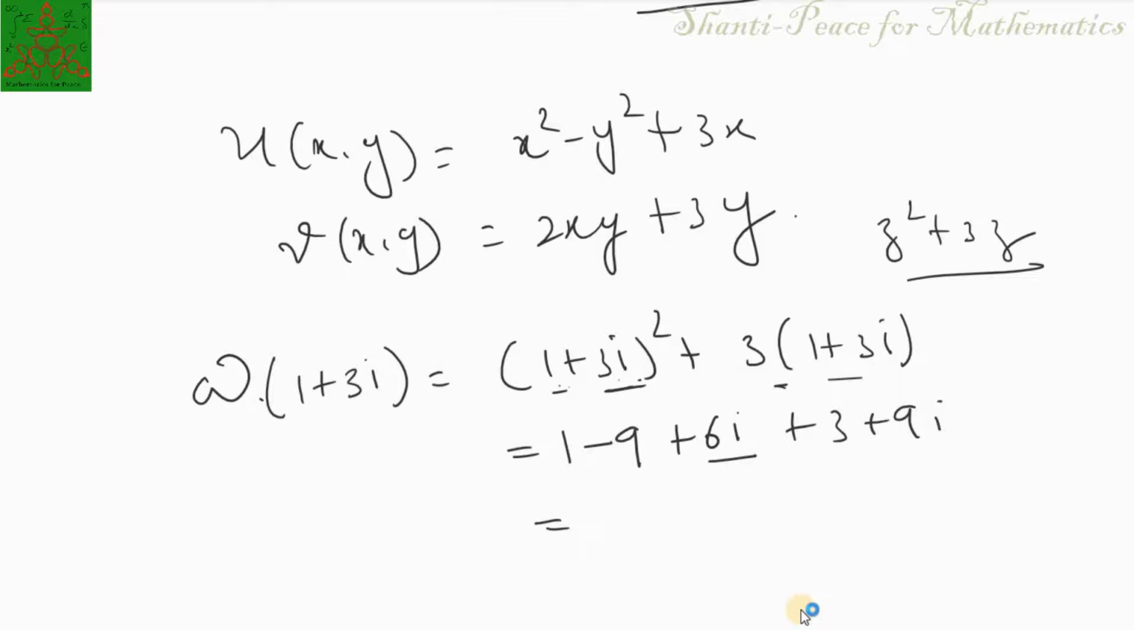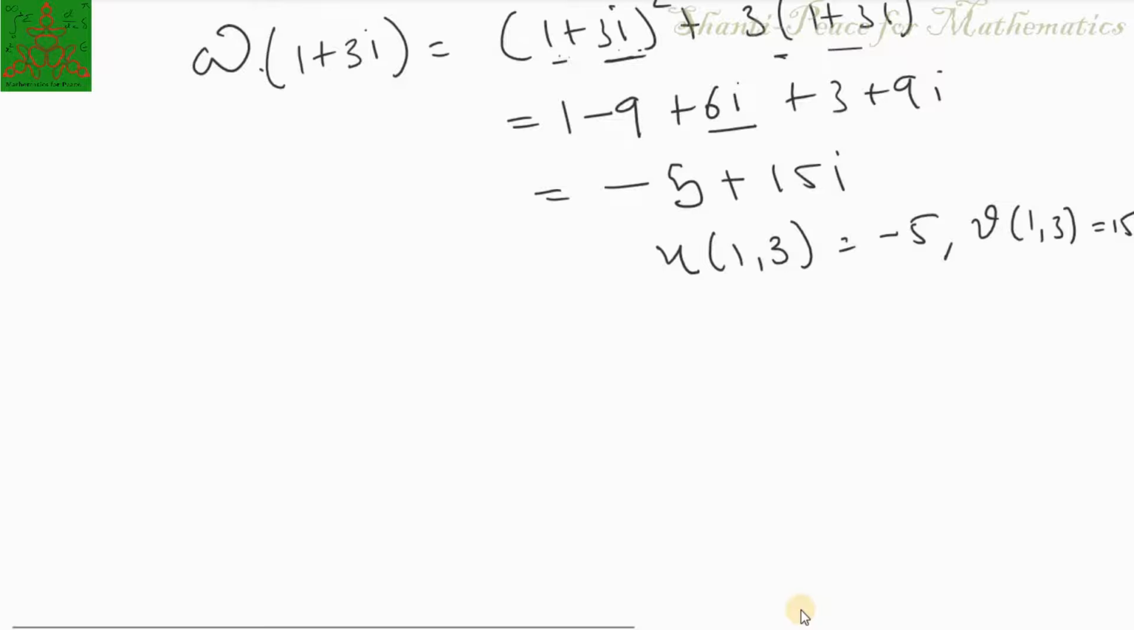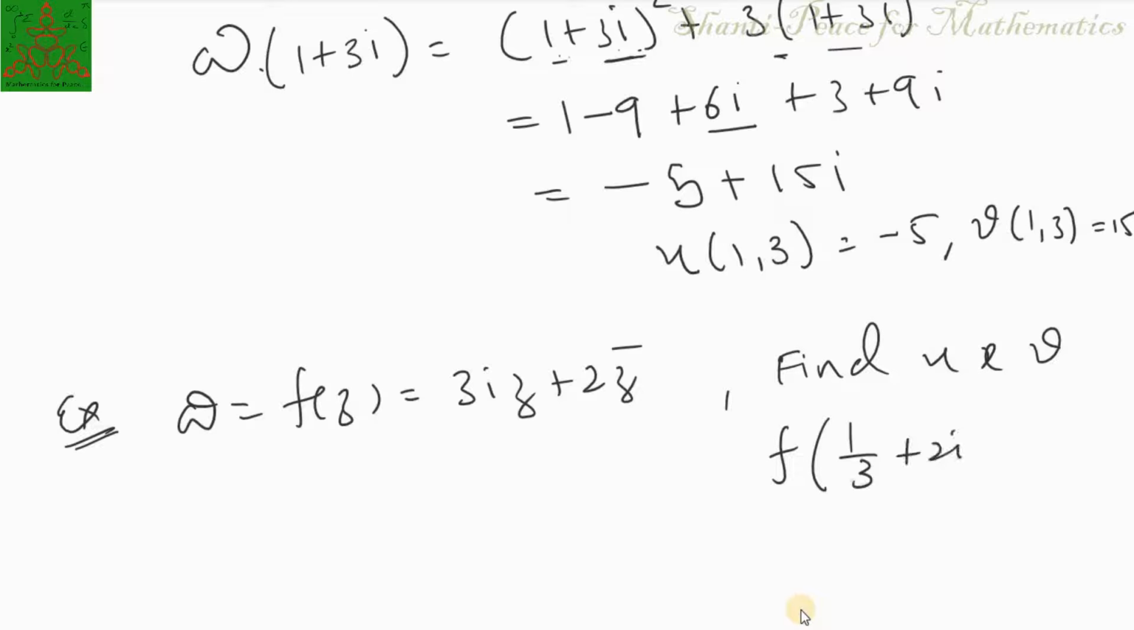Now if you simplify this, the answer you will have is minus 5 plus 15i. That means your u of (1,3) will be minus 5 and v of (1,3) will be 15. That is the quantity you will have. Let's have another example. If w equal to f of z is equal to 3iz plus 2 z bar, find u and v, and f at 1 by 3 plus 2i. This I am giving you as homework, so you can try yourself.